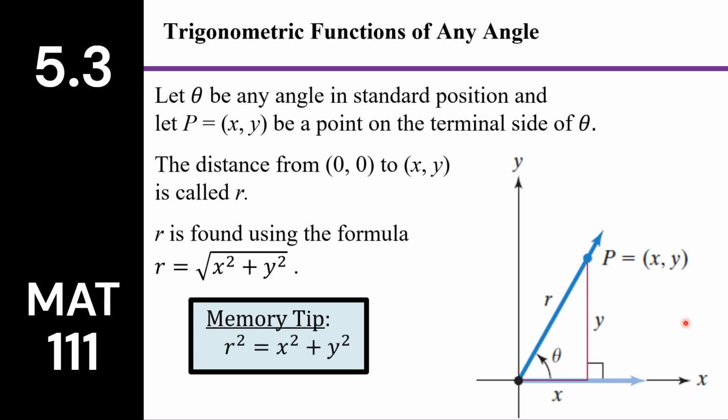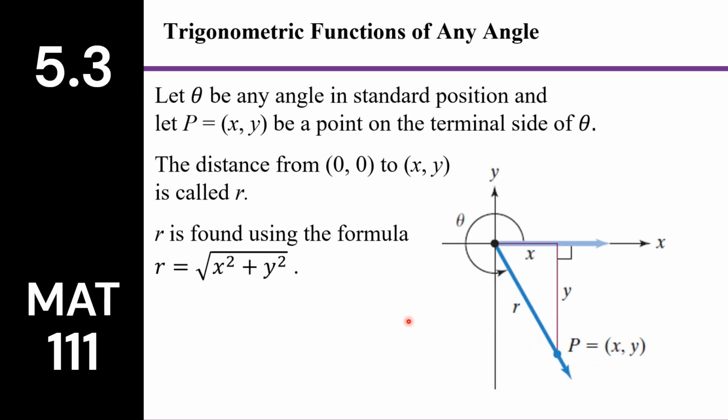To help you remember the formula, notice that x, y, and r are in a right triangle and therefore can be related using the Pythagorean theorem. r squared equals x squared plus y squared, and that relates to our formula by taking the square root of both sides. Note that our point can be in any of the four quadrants. If, for example, it's in the fourth quadrant, then x will be positive and y will be negative. r is always positive no matter what quadrant it's in.